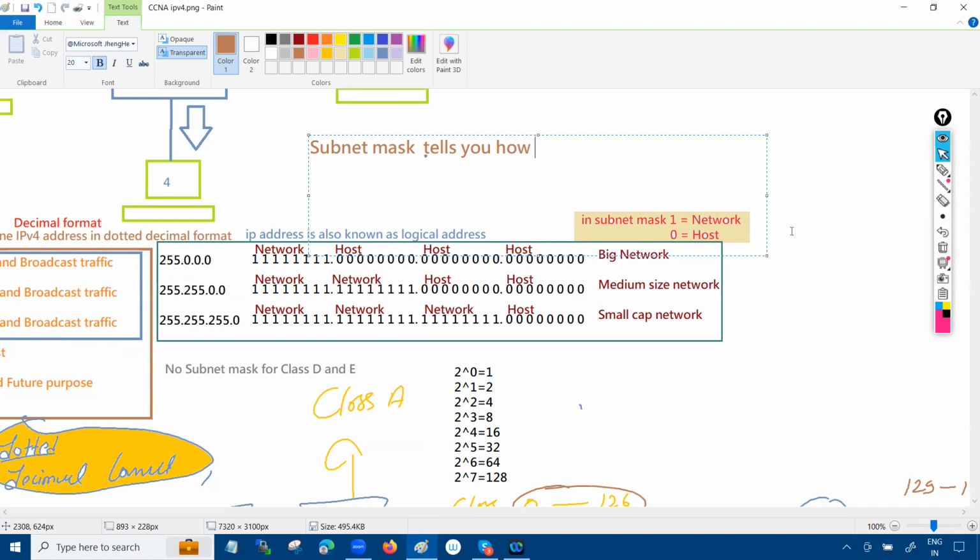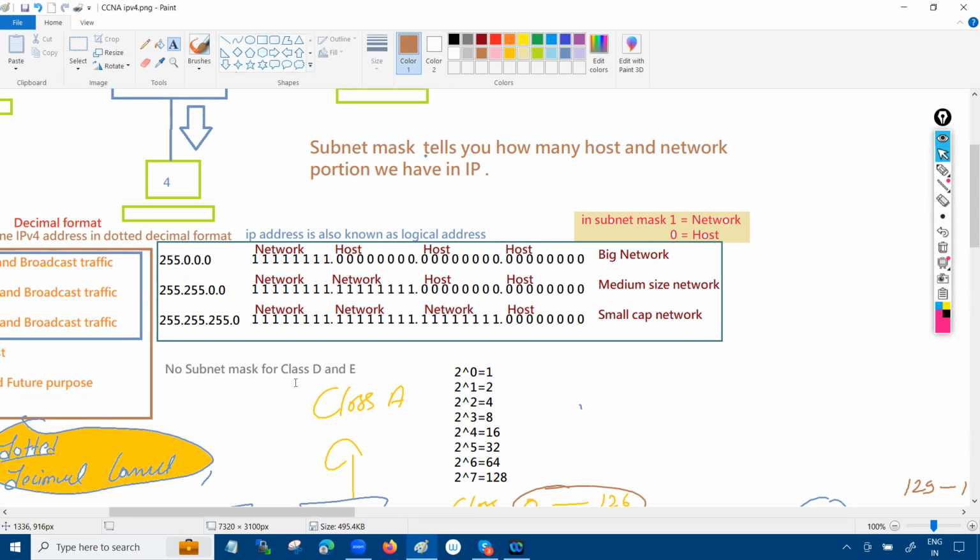How many host portion we have in the network. So that's the use case of the subnet mask.